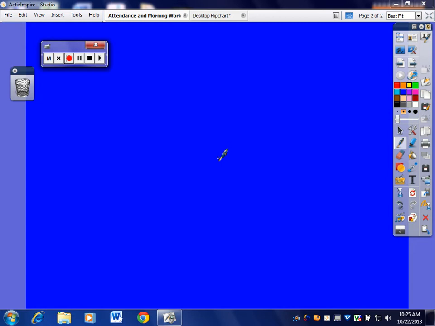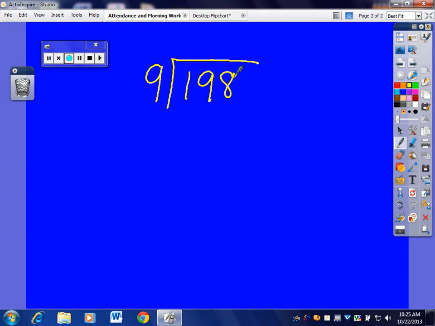Dividing using partial products. So the first problem that we are going to work on today is 9 divided into 198. Raise your hand if you can tell me, using your division vocabulary words, what our 9 represents here. The divisor. Very good. What about 198? The dividend. And when we get our answer, what do we call our answer in division? The quotient.